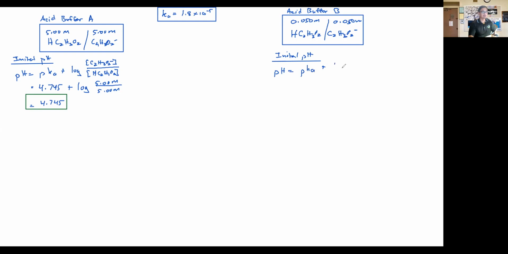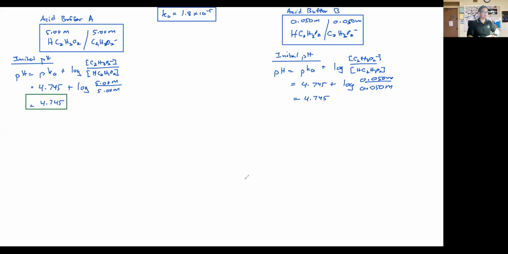Plus the log of the conjugate base over acid, C2H3O2. Everything is exactly the same so far. The pKa should be exactly the same, since the Ka is exactly the same as well. So it's going to be 4.745. This time it's going to be the log of 0.050 molar over 0.050 molar, which is 1. The log of 1 is 0, and therefore the pH of the second solution is exactly the same.